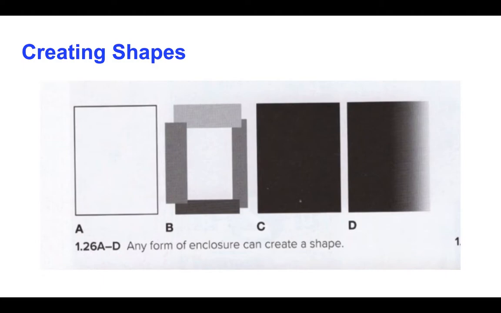This slide shows several different ways that you can create shapes in a composition. Perhaps the simplest way to create a shape is to enclose an area with a continuous line. You can also create a shape by surrounding an area with other shapes, filling an area with a solid color, or filling an area with a gradated color or texture.